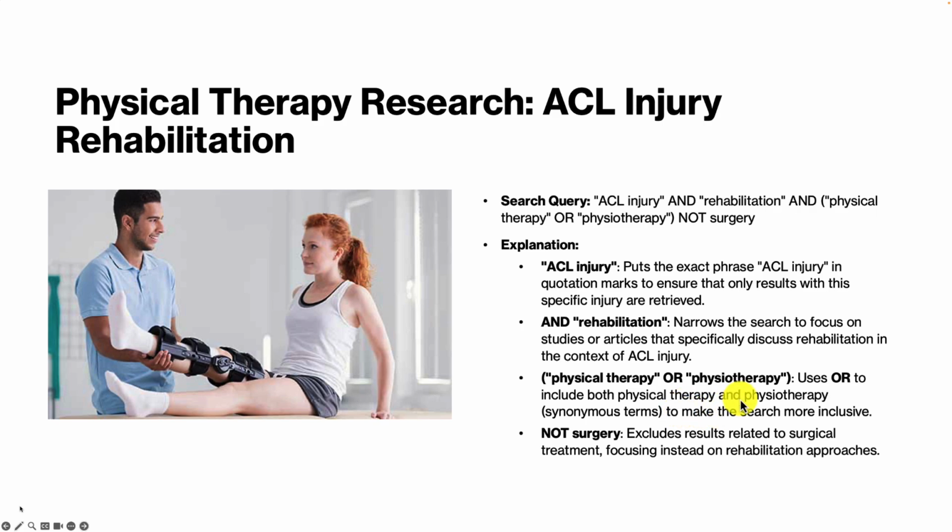So now I'm getting more specific. When I say "and not surgery," this is excluding results that are related to surgery. So maybe I don't want to look at surgical treatments. Maybe I want to look at ACL injury and rehabilitation through the lens of either physical therapy or physiotherapy, and it has to do with individuals that did not have to get surgery. They only had to get physical therapy, right? So I'm getting rid of the surgery piece.